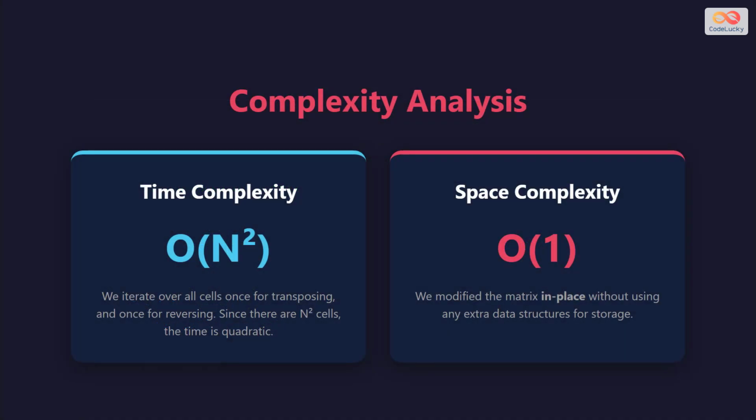Finally, let's analyze the complexity. The time complexity is O(n squared) because we visit each cell twice, once for the transpose and once for the reverse. The space complexity is O(1) because we modified the input matrix directly without using any auxiliary data structures. This is the optimal solution.